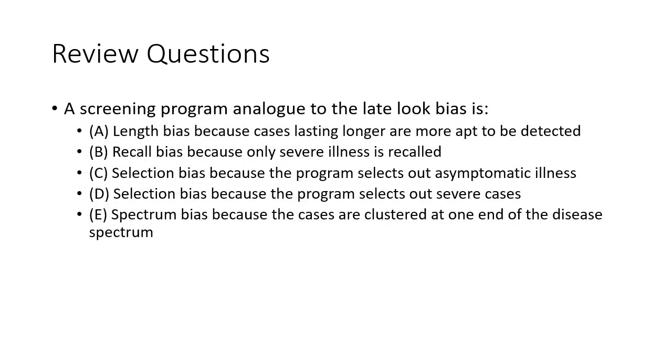Okay, next, a screening program analog to the late look bias would be what? Would it be length bias because cases lasting longer are more apt to be detected, recall bias because only severe cases are recalled, selection bias because the program selects out asymptomatic illness, selection bias because the program only selects out for severe cases, or spectrum bias because the cases are clustered at one end of the disease spectrum? So the question is, the late look bias, what is that in the first place?